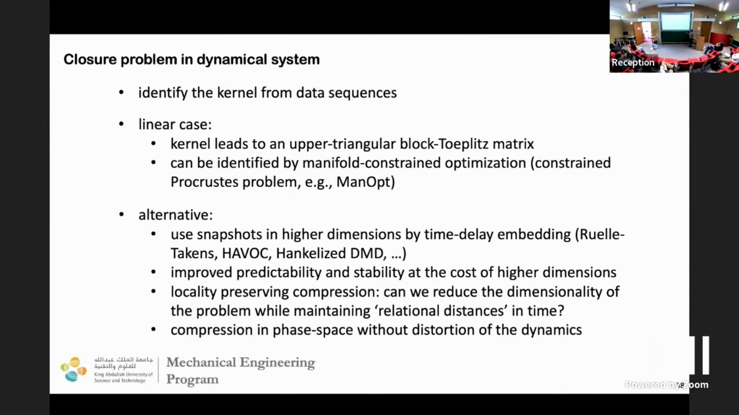Recently we've been playing with, and are very excited about, a technique that is locality preserving compression. The question is, can we reduce the dimensionality of the problem while maintaining the relational distance in time? What do I mean by that? We want to compress our snapshots in space to get around the high dimensionality. We don't want to stack, we actually want to compress, but under the condition that the dynamics is not messed up. That is the question that we ask.